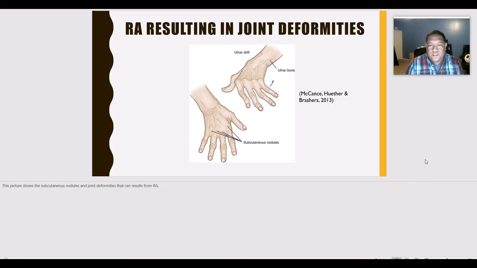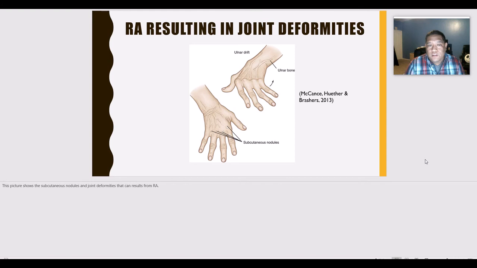Here's a picture of the physical deformities that RA can do. You can see the one hand with the subcutaneous nodules. That's one of the places it can form. It can form on the joints of the hands, which is going to cause a lot of pain that's already present from the inflammatory process. But the formation of these nodules can give more pain and immobility to the patient.